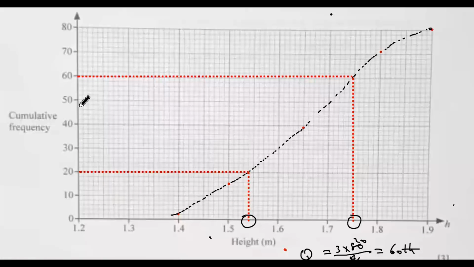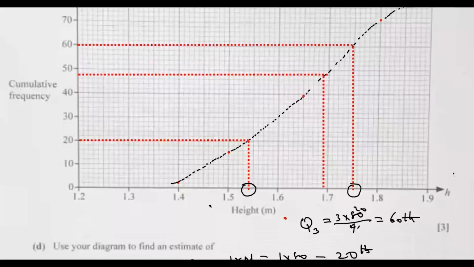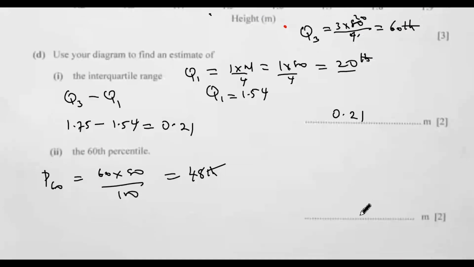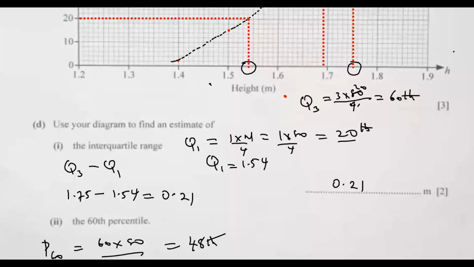For 48 is here, so we'll trace it to the curve and look for the corresponding height. I have traced the 48th position to the curve and traced it to the corresponding height, and this is 1.69. So that will be the value. So I'll scroll down and I'll write 1.69 meters. So that will be the solution to that. So let's scroll down for the next question.